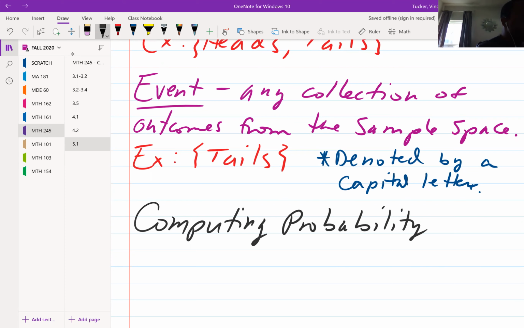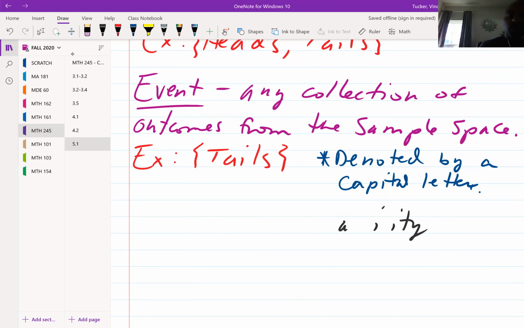Before I go to computing probability, let me do two rules and then we'll get into computing.